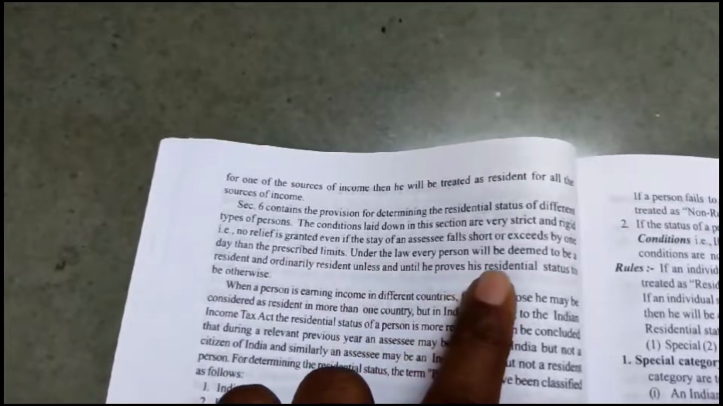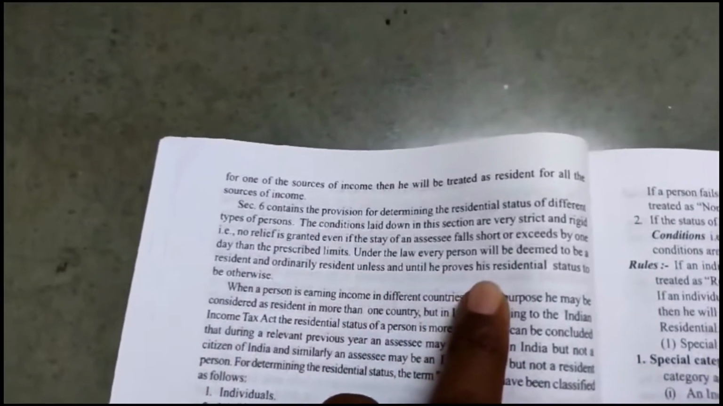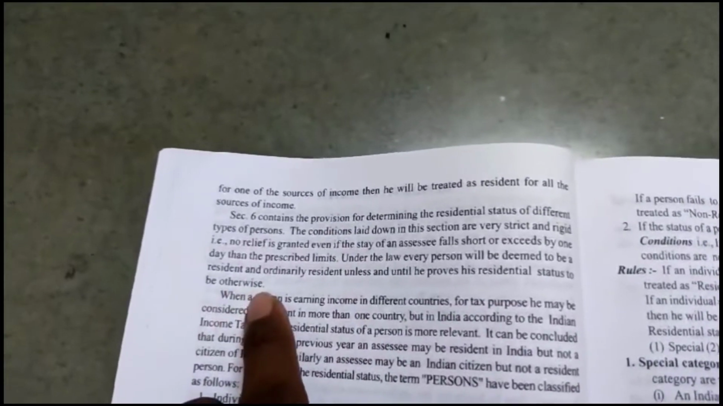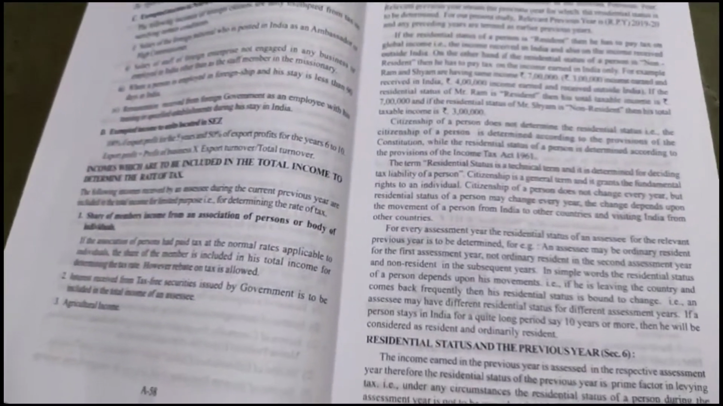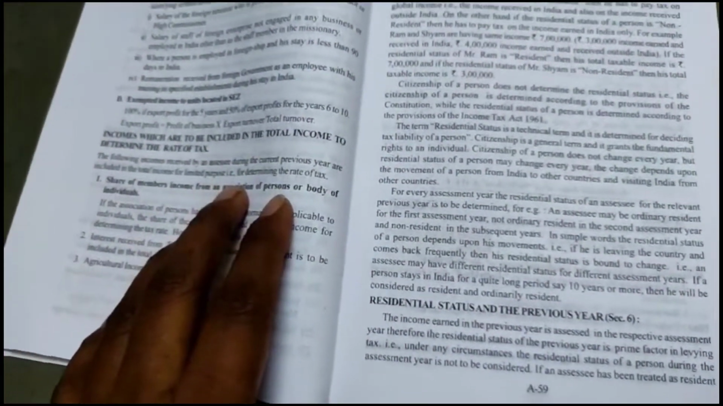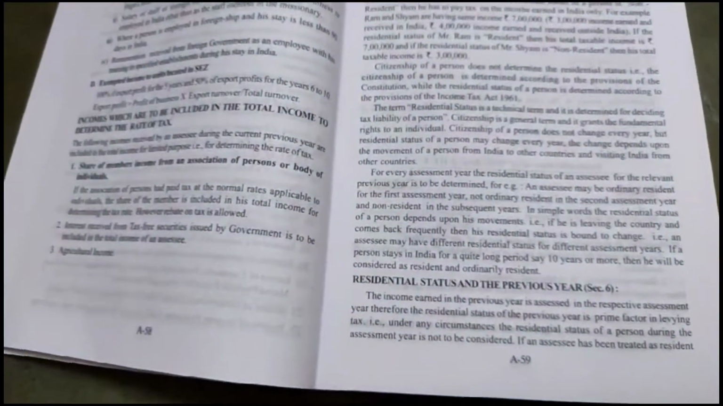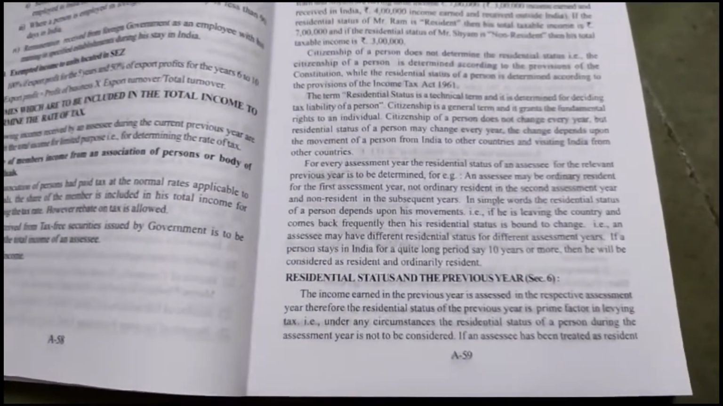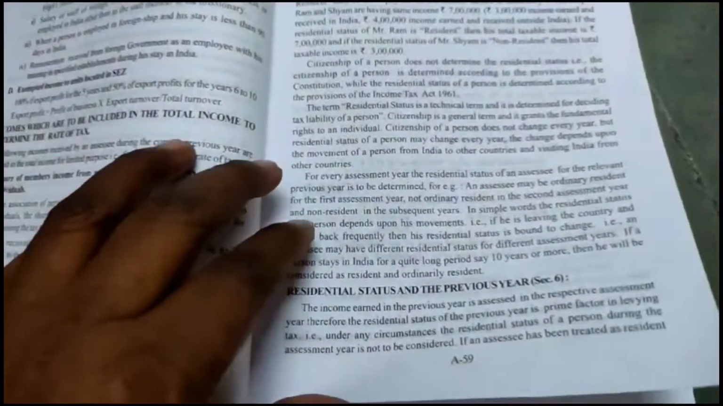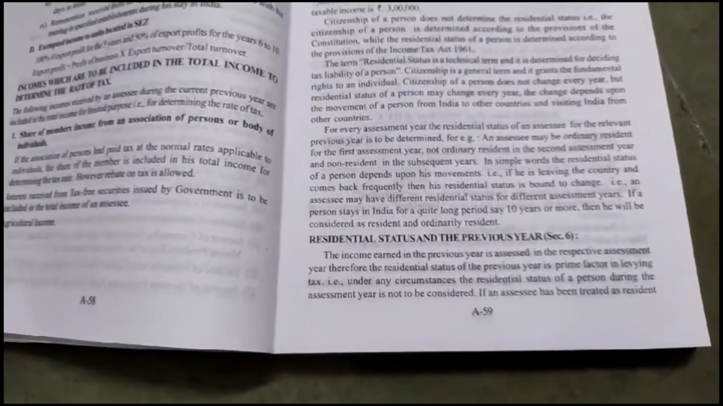Under the law, every person will be deemed to be resident and ordinarily resident unless and until he proves that his residential status is otherwise. As per Section 6, residential status and previous year, both we are discussing. Residential status is determined as per the rules given by the Income Tax Act, the government. The person, even for one day, should not change; the residential status rules must be strictly followed.